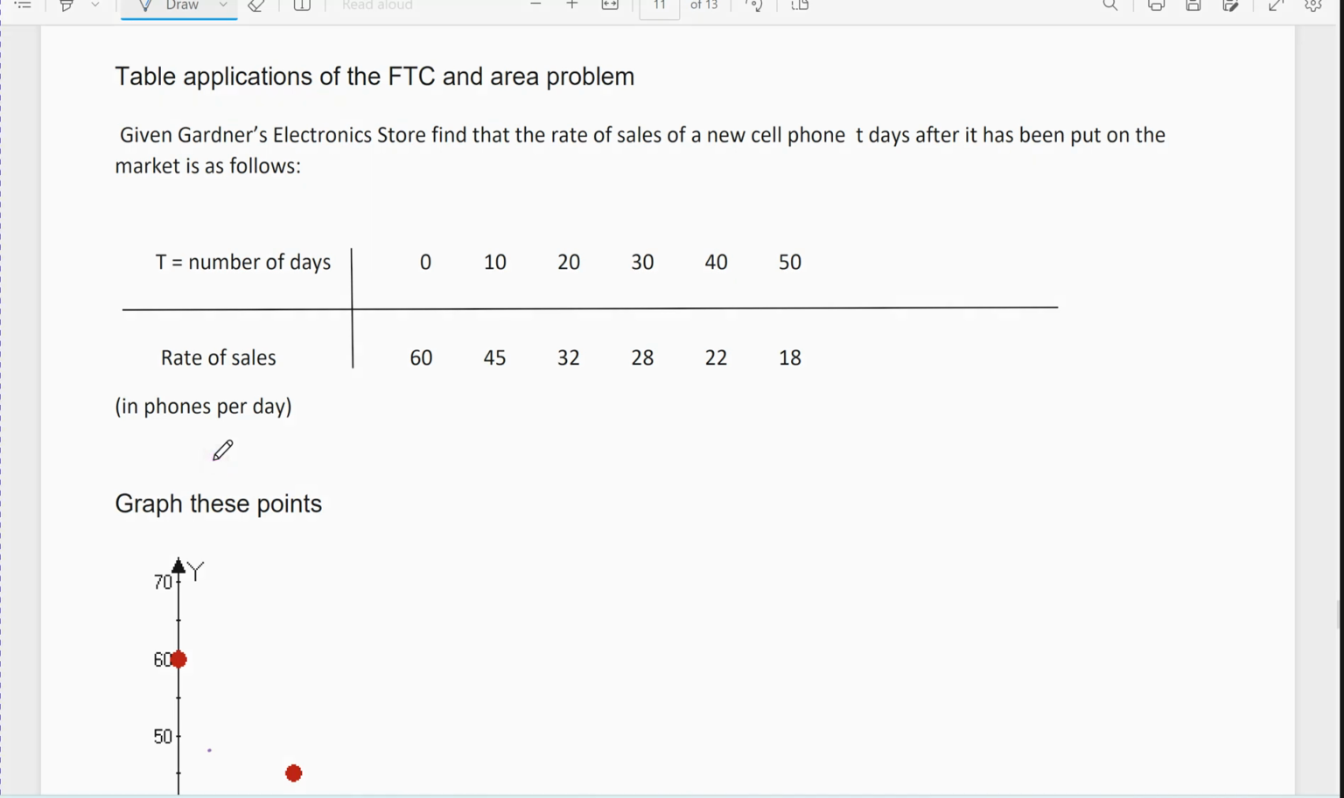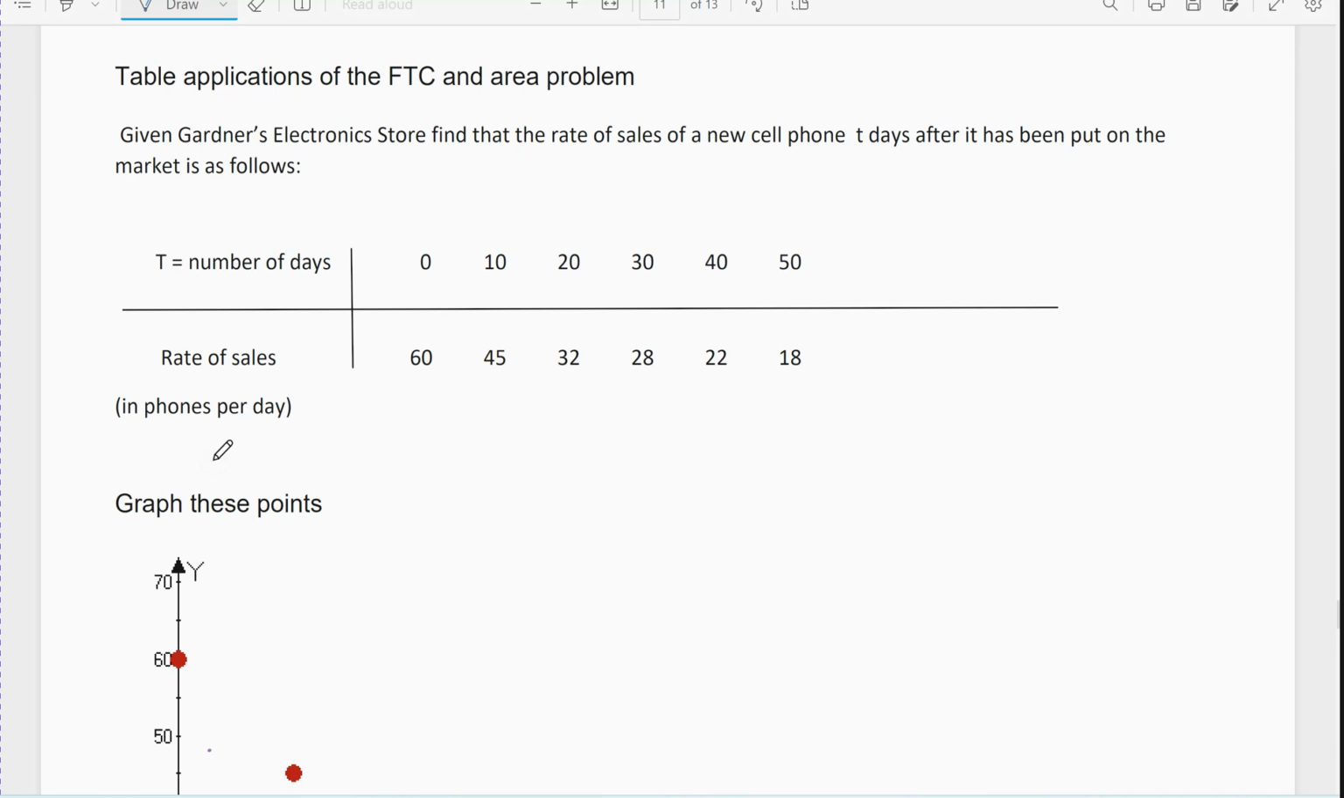All right, now we're going to look at a very special type of application of the fundamental theorem of calculus, of the Riemann sum and area. These are table examples, and actually the only way you can solve them is using your Riemann sums, those area under the rectangle sums.